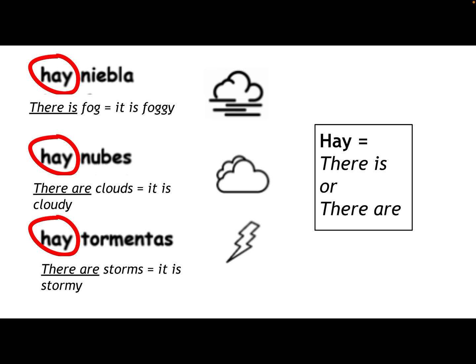So you hopefully will remember and recognise hay from the previous unit on the weather. Remember, hay niebla, meaning there is fog. We would say in good English, it is foggy. Hay nubes, there are clouds, or it is cloudy. Hay tormentas, there are storms. It is stormy. So hay means there is or there are. We're going to need that all through this unit.